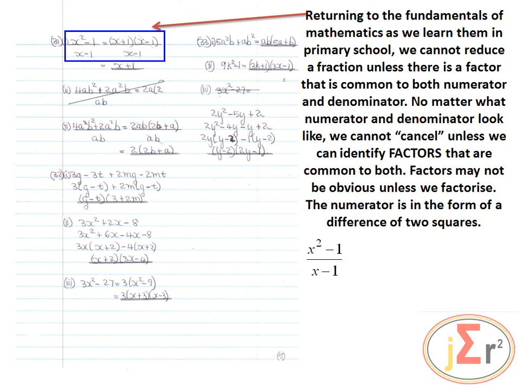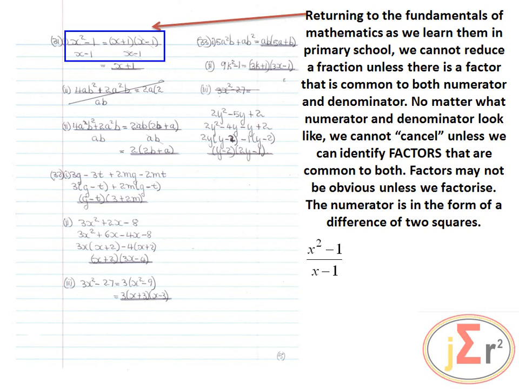The numerator is in the form of a difference of two squares, and in this particular problem we are required to simplify the expression that we have right here, which is x squared minus 1 over x minus 1. We are required to reduce the fraction. As a matter of fact, the statement of the problem is that we should simplify this expression. Simplifying this expression may mean that we need to expand brackets and combine the like terms.